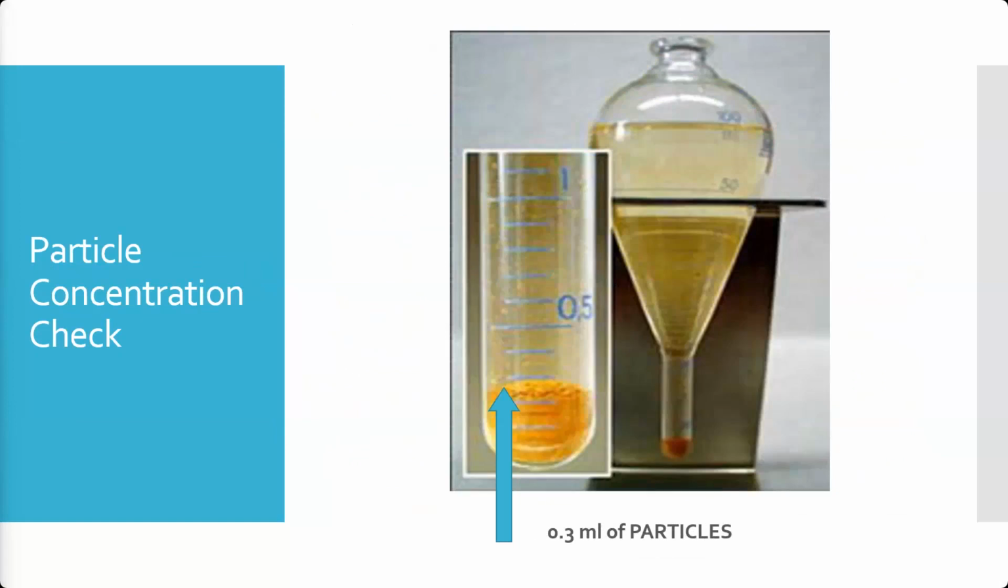Okay? Again, 0.2 to 0.4 is our magic number. If it's above it, the particles can obscure indications because there's too many of them. If it's below it, we may not have enough to stick to those magnetic fields and get a good indication.